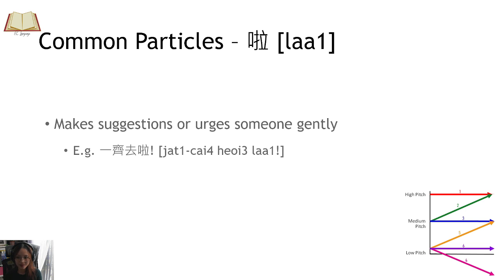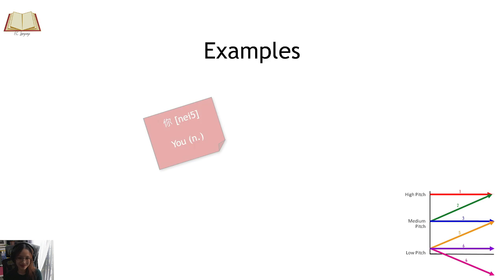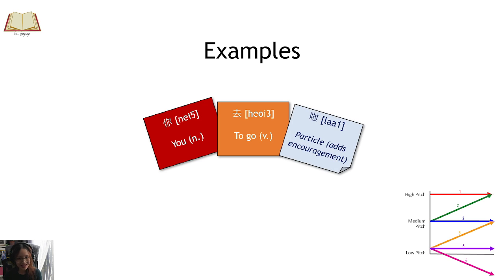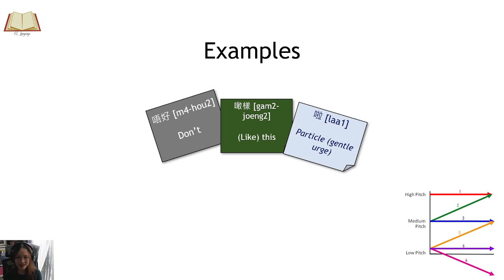For example, 一齊去啦. Come on, let's go together. Adding laa gives this a hint of friendliness and less demanding. It also makes it sound more encouraging. Here is an example. 你去啦. You just go. This adds a sense of encouragement. Here is another example. 唔好咁樣啦. Come on, don't be like this. This conveys a gentle urge.